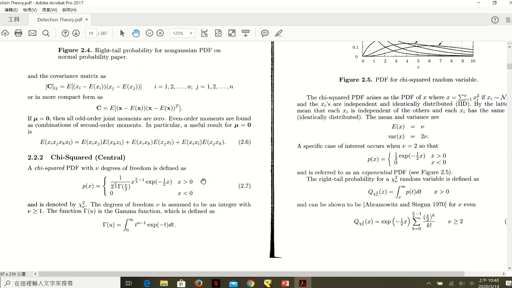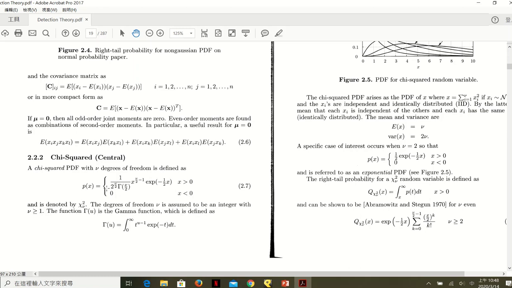It is a positive number, but however, it is defined for the whole real number, the domain for the whole real number. It is just that when x is smaller than 0, then its probability density is 0. And when x is larger than 0, then its probability function looks like this. So let's go a little slower and take a detailed look at this PDF.